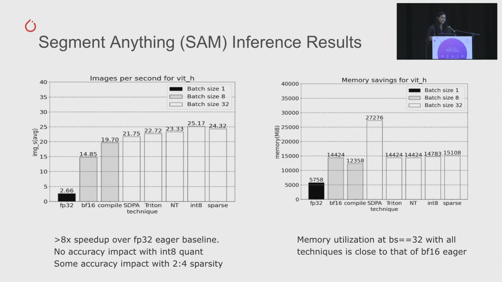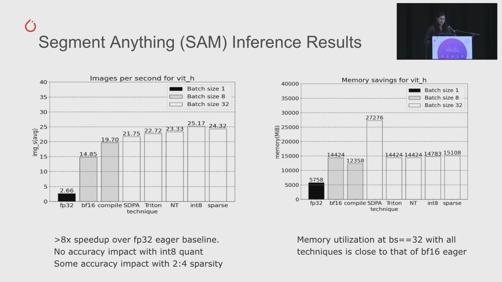For the following techniques, we continue measuring with a batch size of 32. We tested with a custom Triton implementation that further improves the performance of SDPA. We added nested tensors, and then we added int8 quantization and sparsity. Overall, we have achieved over 8x speedup over the FP32 eager baseline. And we also observe no accuracy impact when we run the model with int8. We do see some accuracy impact with 2:4 sparsity, mainly because we did not apply fine-tuning to prune the model in this case.